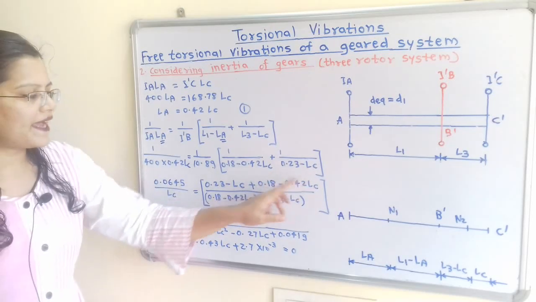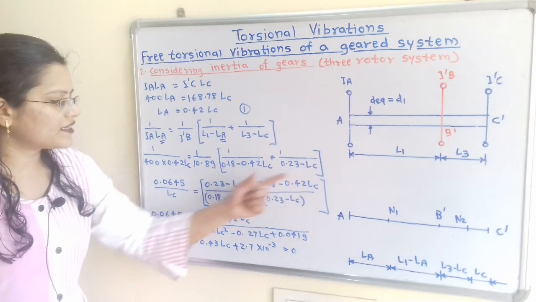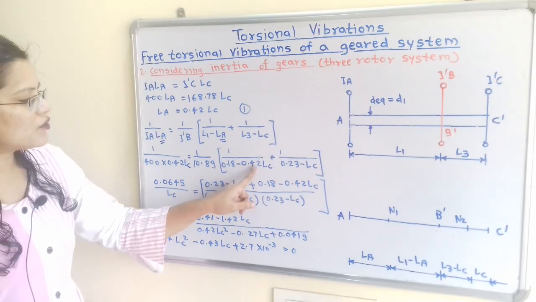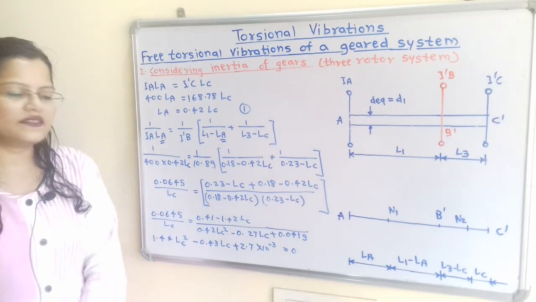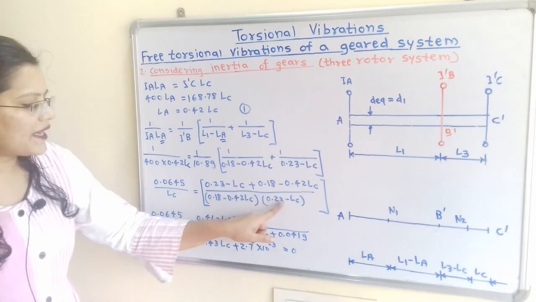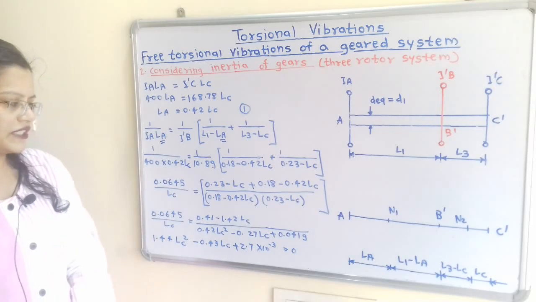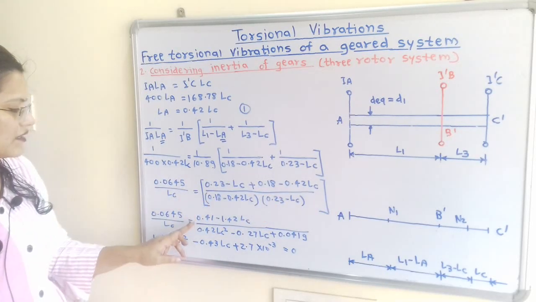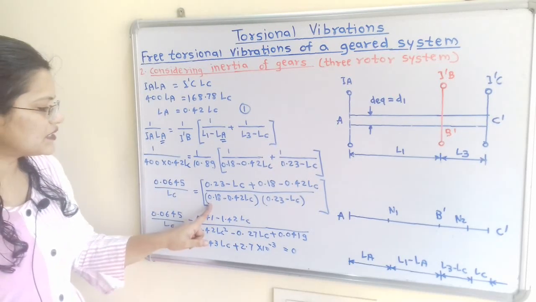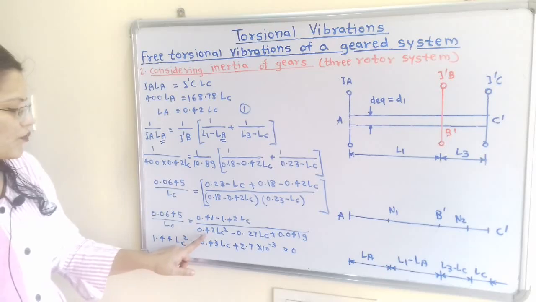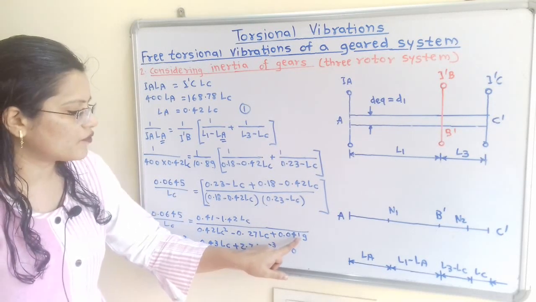So if we take the bracket or remove the bracket, the sign will remain the same. And in the denominator we will take the multiplication 0.18 minus 0.42 LC multiplied by the second bracket 0.23 minus LC. So we have to multiply these denominator terms to each other and we have to simplify this numerator. So when we simplify this numerator, then 0.41 minus 1.42 LC, and when we simplify this denominator, then 0.42 LC square minus 0.27 LC plus 0.0419.